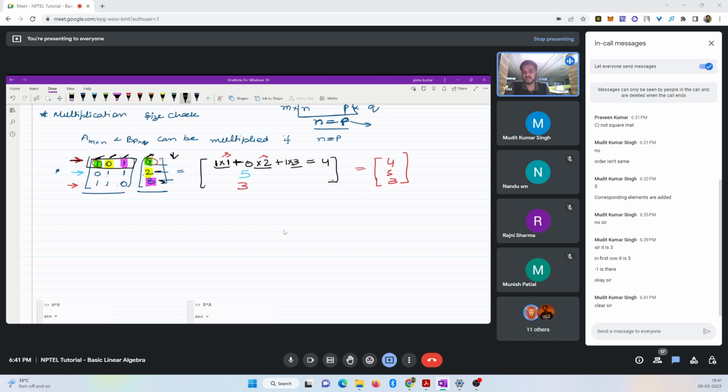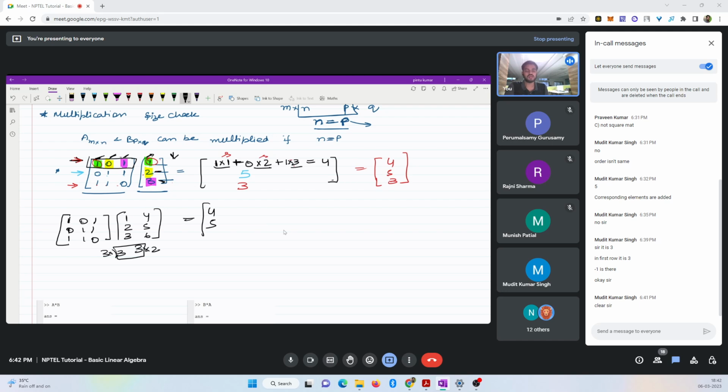Okay, so I'll take one more example. Right now we had only one column. Let's take this only. This is 0, 1, 1, sorry for my handwriting, and let's extend this right hand side to be a 3 cross 2 matrix. This is 3 cross 3, this is 3 cross 2. Again, the sizes are compatible, so we can multiply these two matrices. For the first column we already obtained 4, 5, 3.